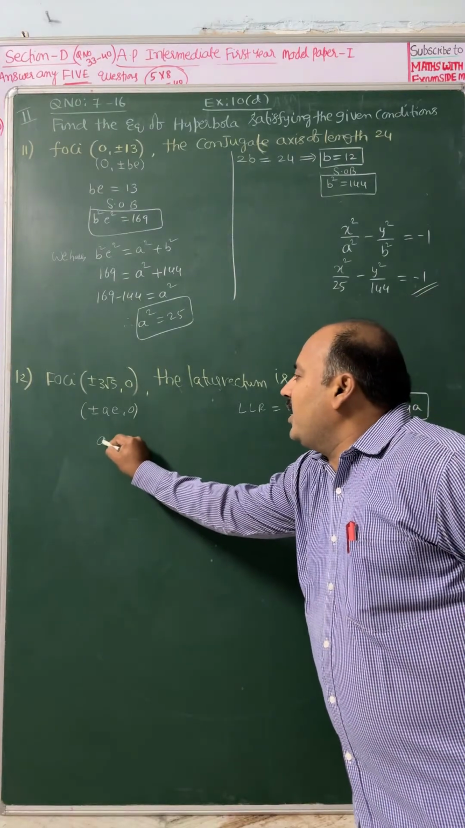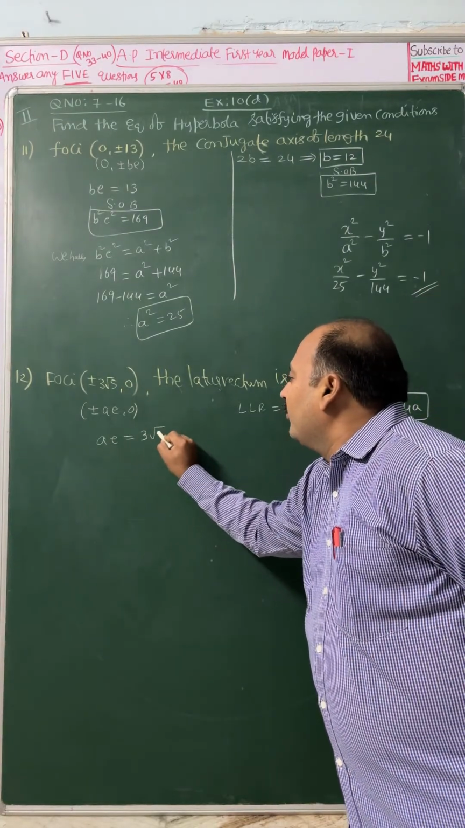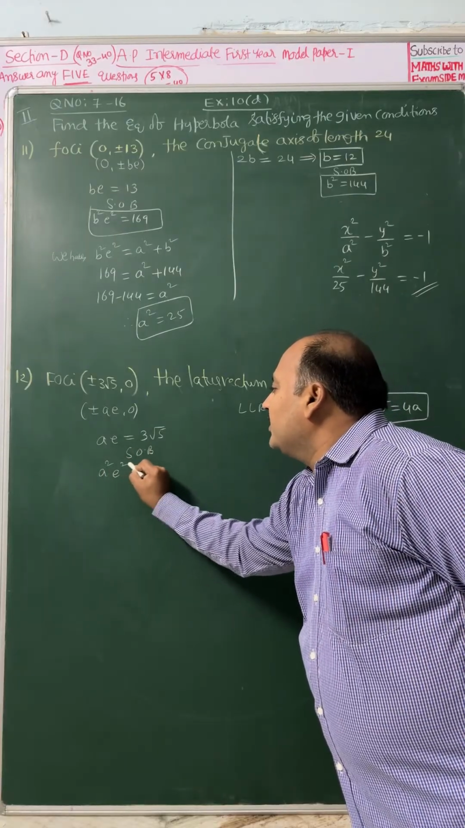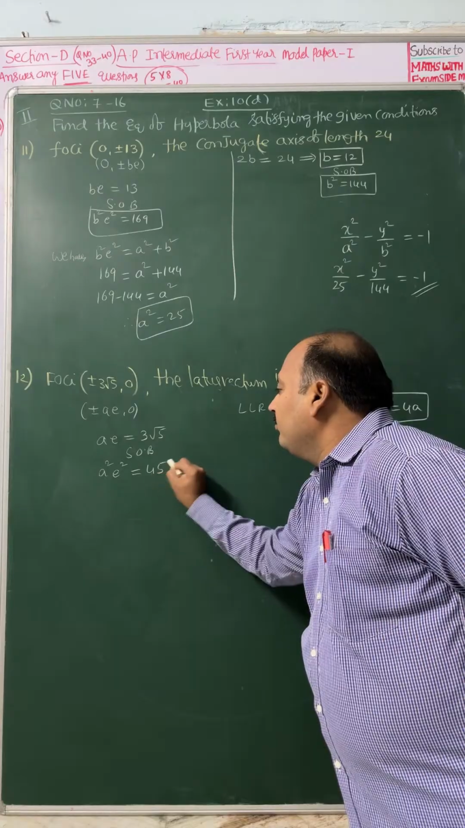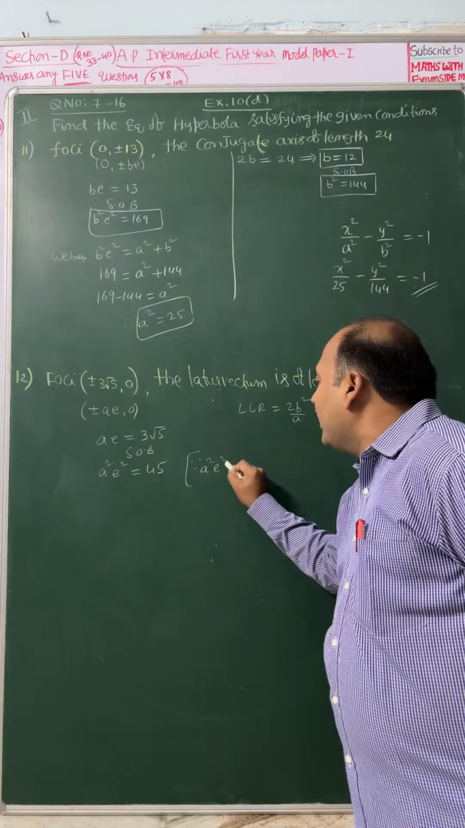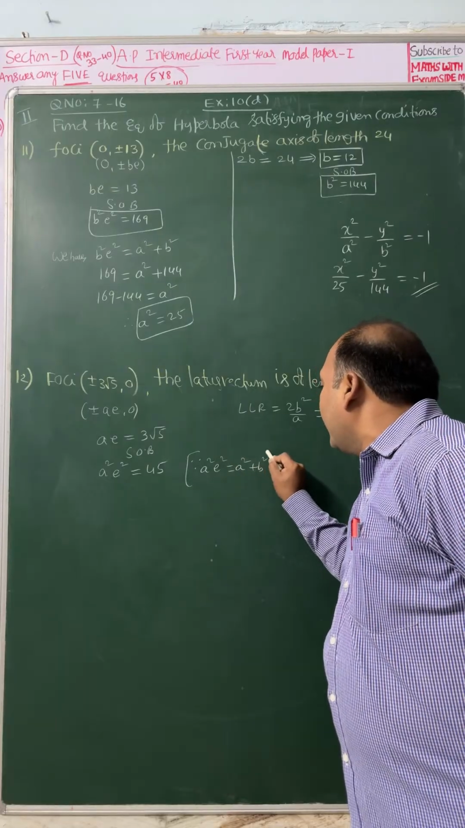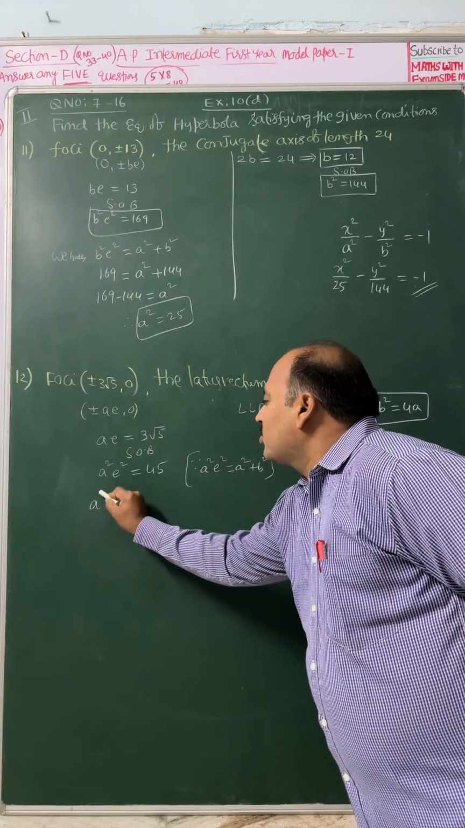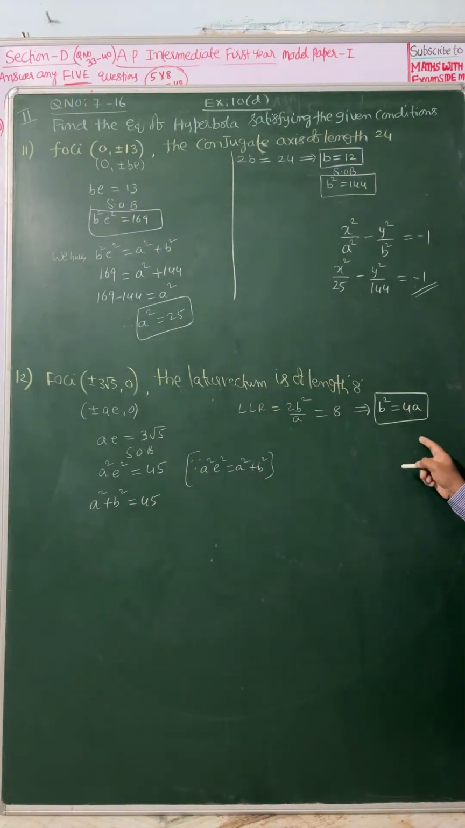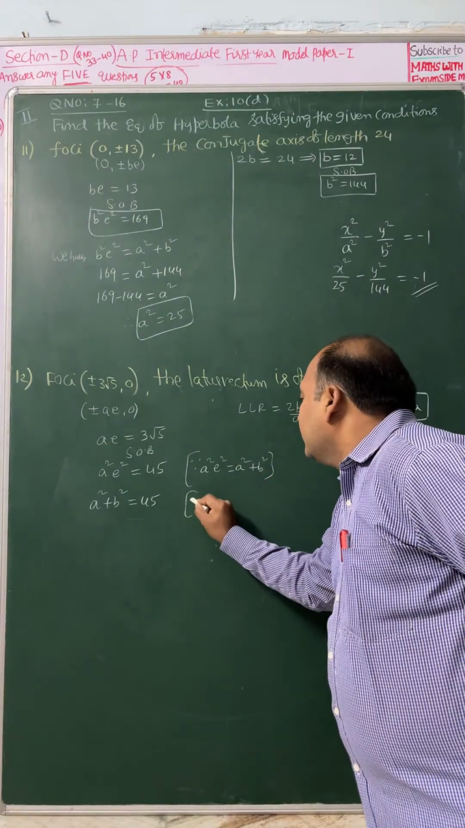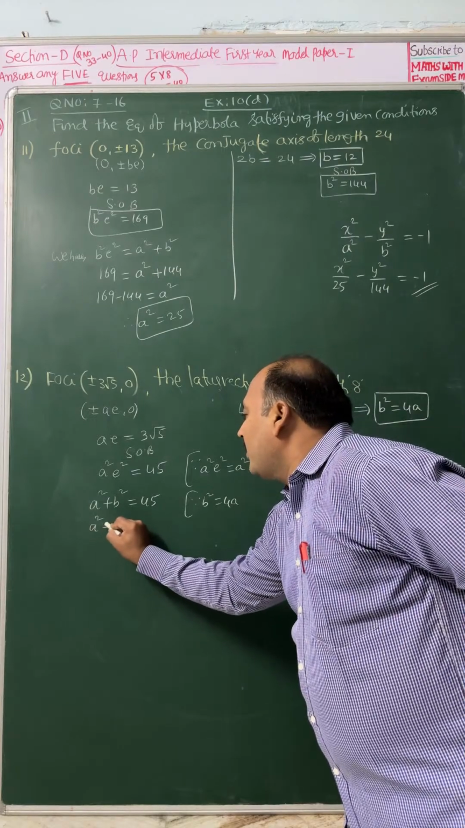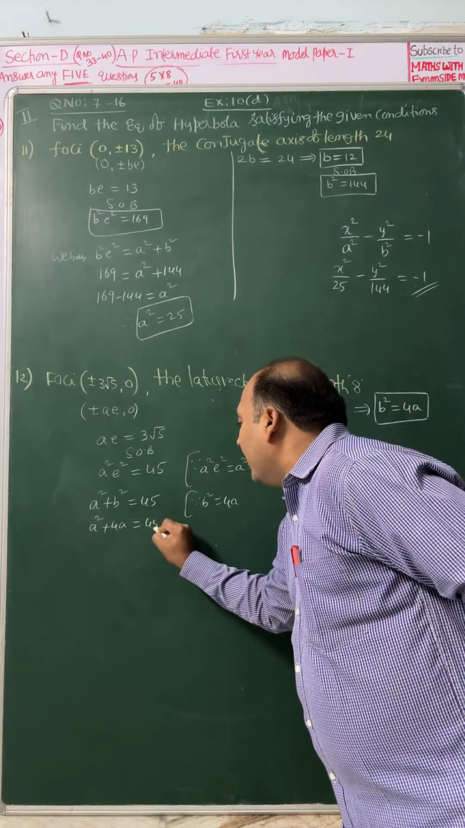So from here, ae is equal to 3 root 5. Squaring on both sides, a square e square is equal to 45. What is a square e square? Since we know that a square e square equals a square plus b square, so a square plus b square is equal to 45. So again, the b square value is also known. Since b square is equal to 4a, a square plus 4a equals 45.